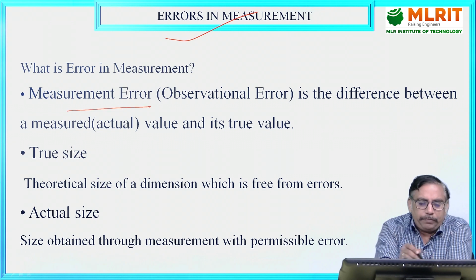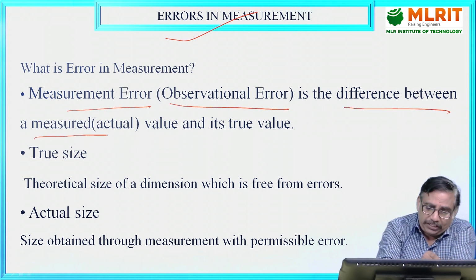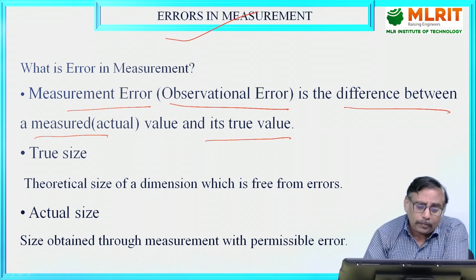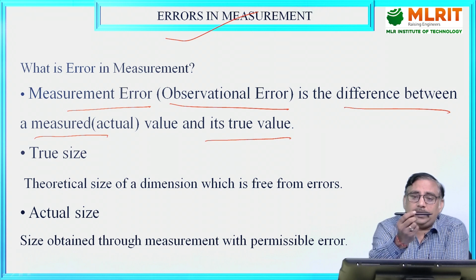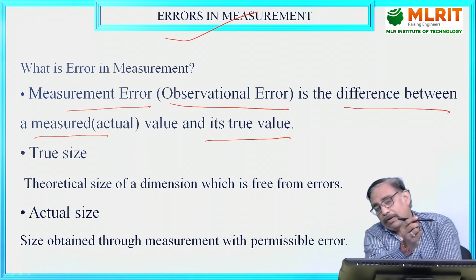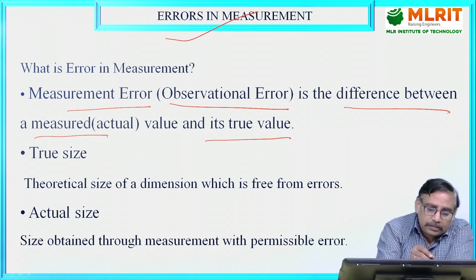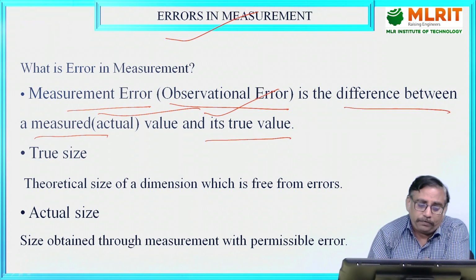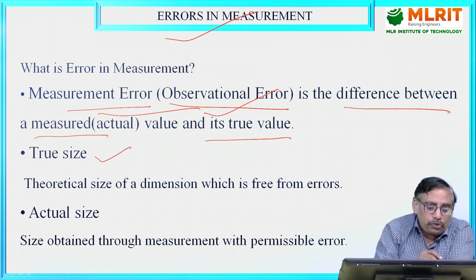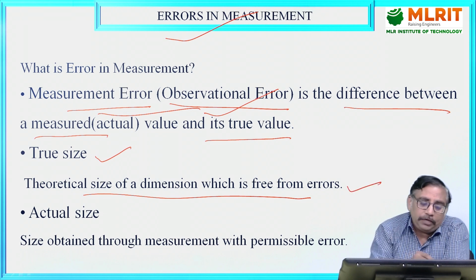Measurement error, that may be observational error, is nothing but the difference between a measured actual value and its true value. On a scale, if I see directly I say it is 10 centimeters, but if I see it in an inclined way, it may be 9. So this observation error is the main error we get in measurements. The true size is the theoretical size of a dimension which is free from errors.